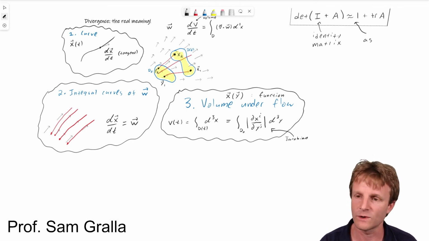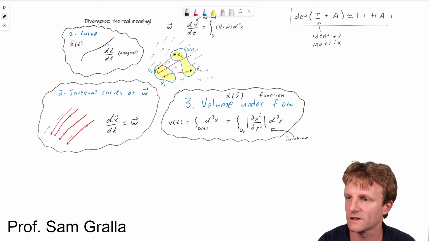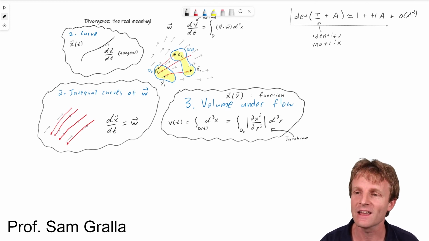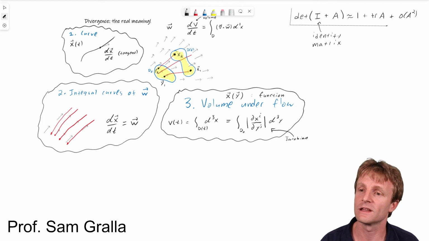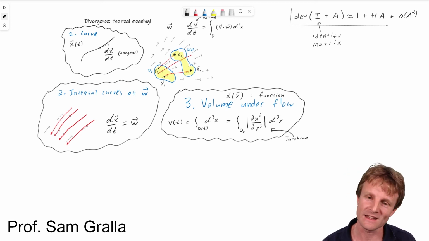I guess the easiest way to think about this is we can add higher order terms here. We can write plus order A squared. So neglecting terms of order A squared and higher, just keeping the linear order in A, we have this formula that relates the determinant of the identity plus A, which you think of as small, to 1 plus the trace of A. Okay, so that's a magic formula.